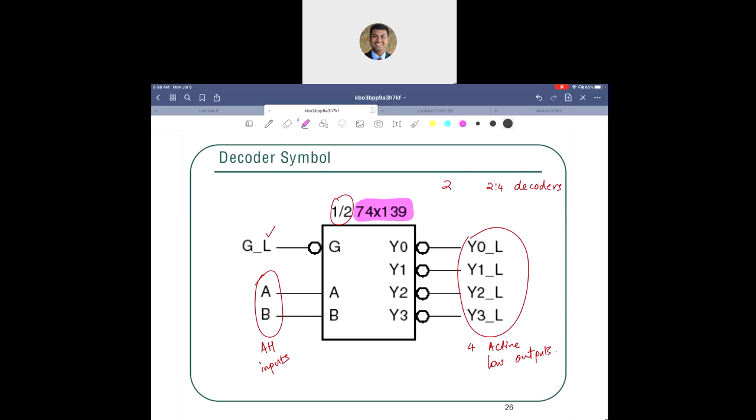And as you can see here, that bubble and that active low, that bubble and active low. So if I remove the bubble, all 4 bubbles at the output, then they would be active high outputs, and I would need to call them appropriately, y0, y1, y2, y3, as opposed to y0 underscore l and so on. We have bubble here, bubble here, bubble here, right? So for this particular 7400 series IC, 74139, we are only showing half of it. All inputs are active high, enable is active low, and the four outputs are active low as well.